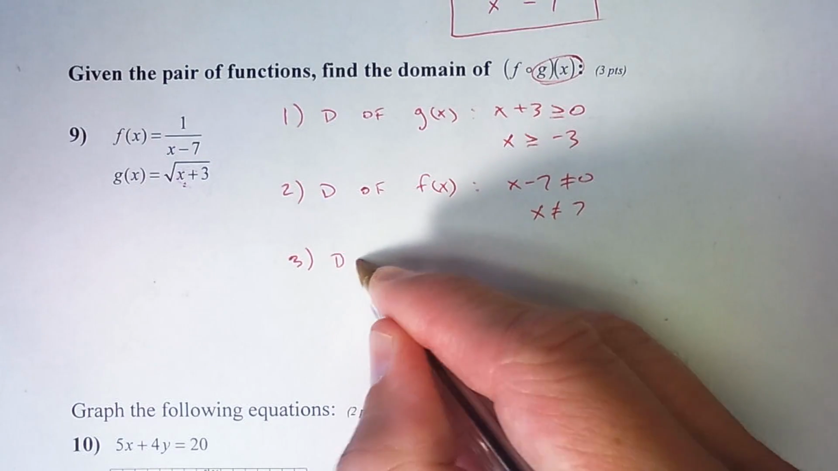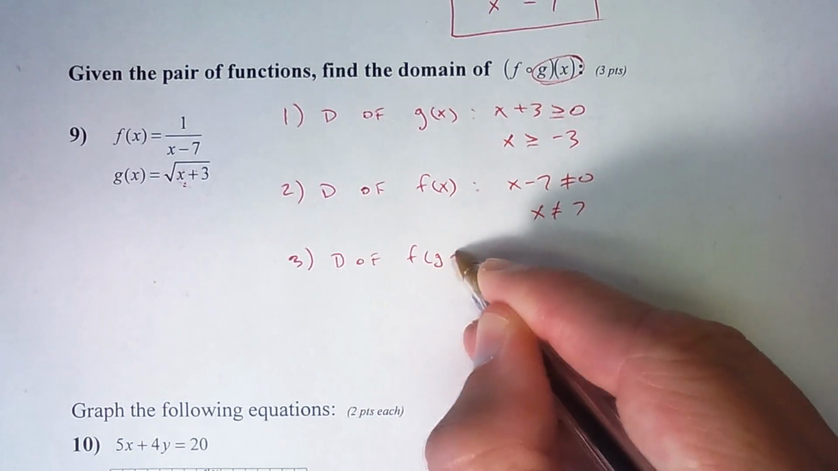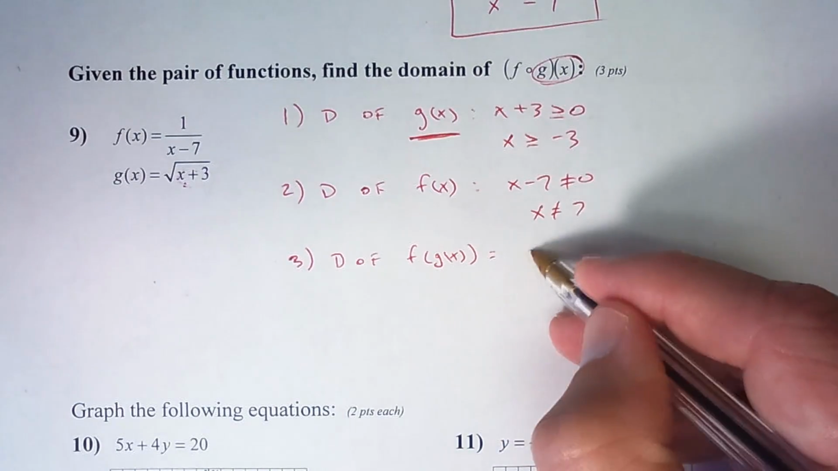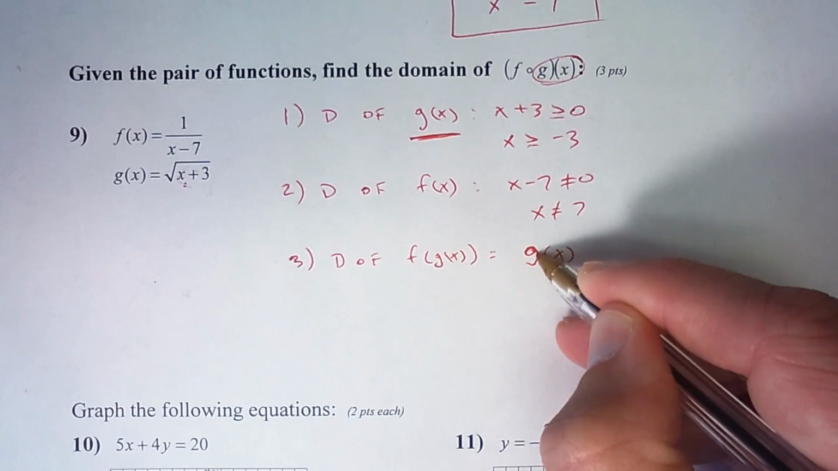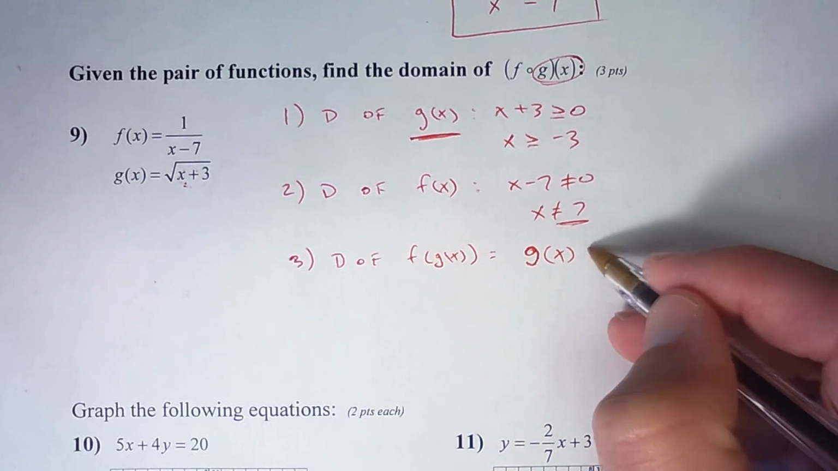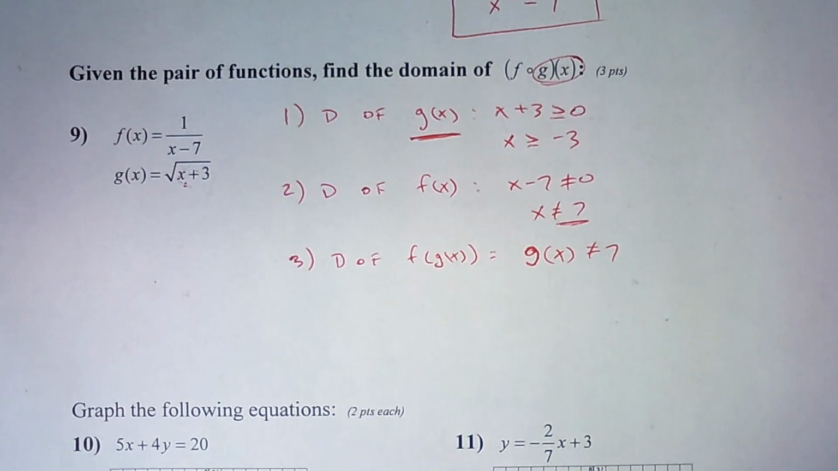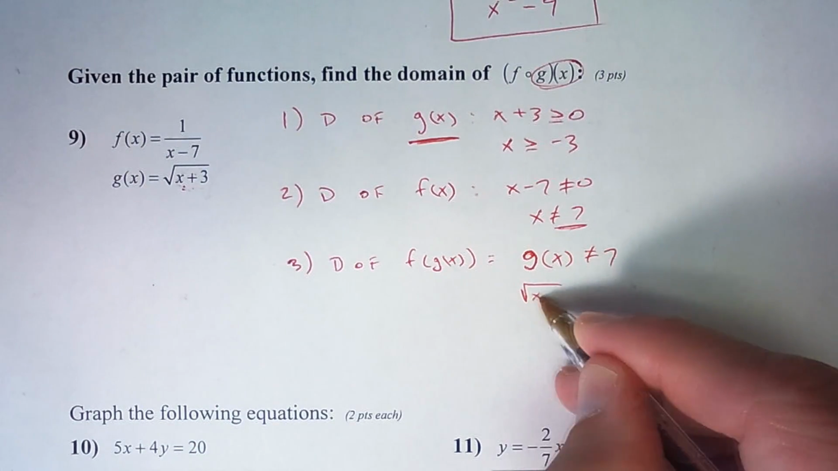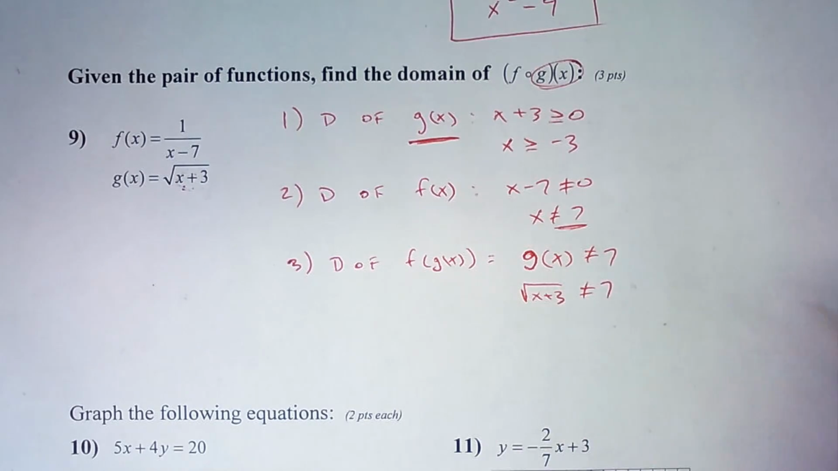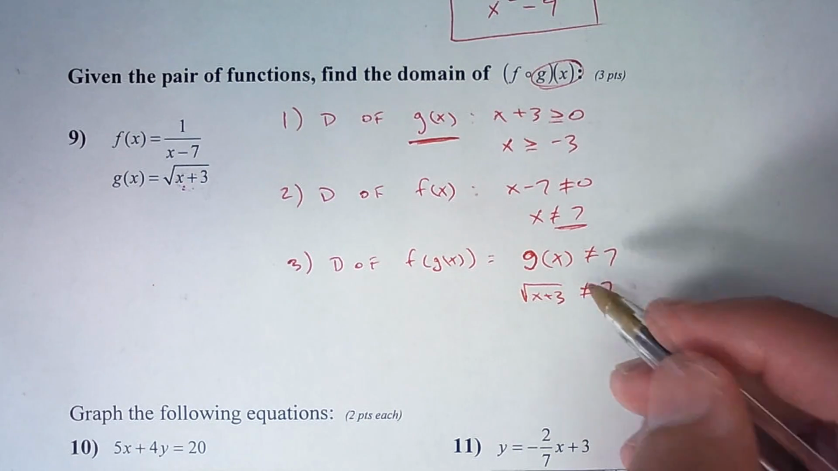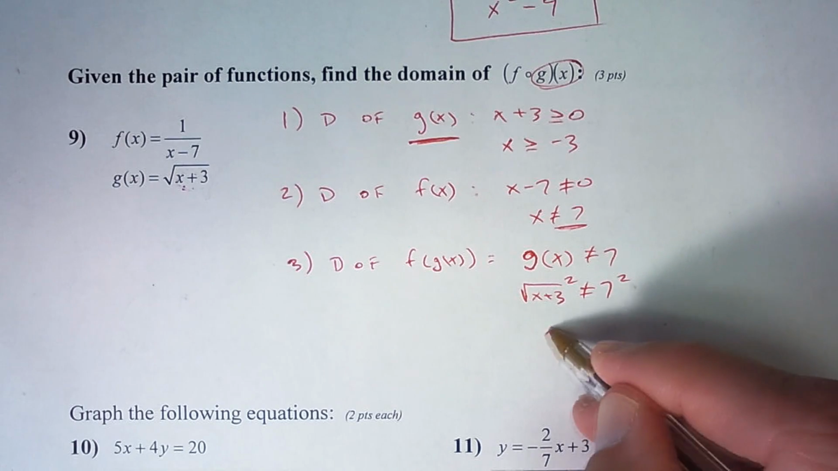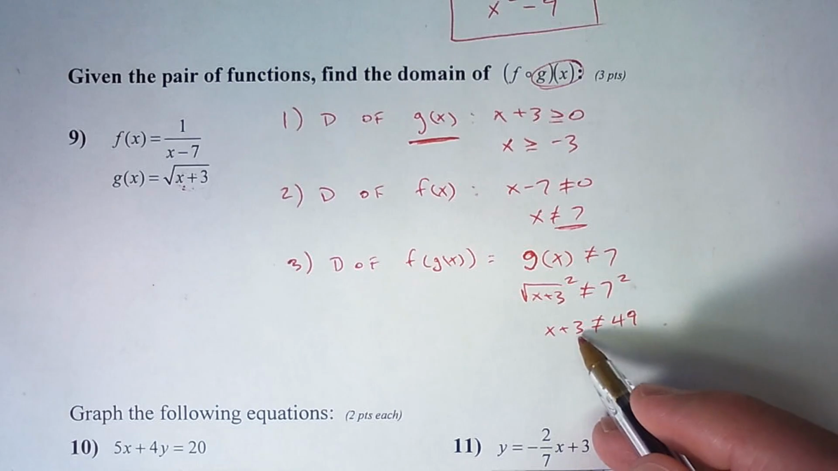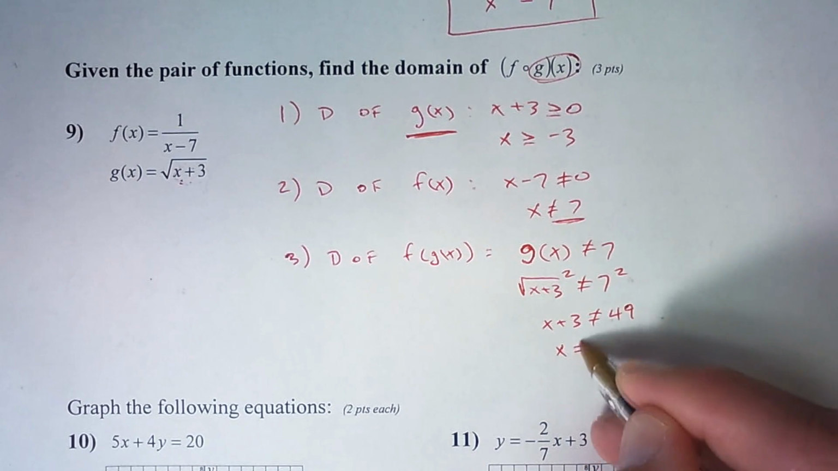So the domain of f of g of x, and I will steal from step 1, g of x. From step 2, cannot equal 7. So g of x is here, so the square root of x plus 3 cannot equal 7. So I'm going to solve for x. Square both sides. X plus 3 cannot equal 49. And subtract that 3, x cannot equal 46.